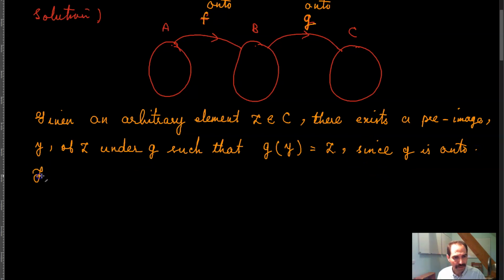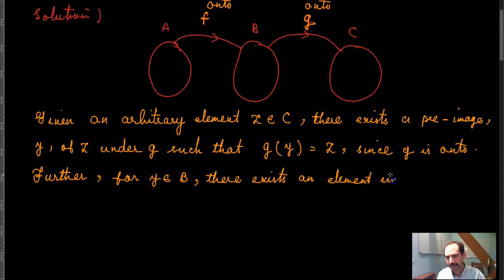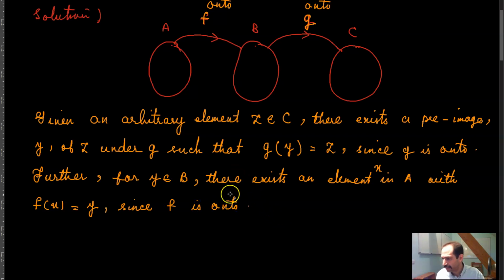And further, you can say that for Y belonging to B, there exists an element X in A with f of X equal to Y, since f is onto, right?